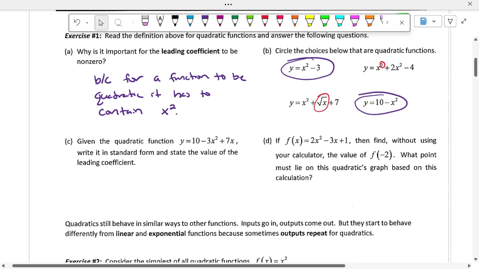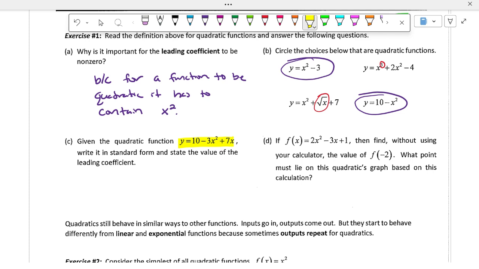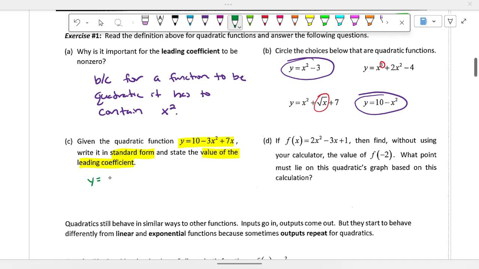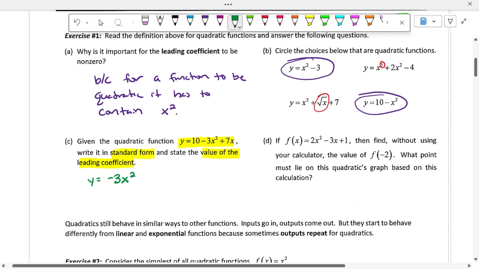Given the quadratic function y equals 10 minus 3x squared plus 7x, we're going to rewrite it in standard form and state the value of the leading coefficient. So, what would be my first term? Carolina. What's my first term if I'm putting it in standard form? Right, the negative 3x squared. Remember, standard form goes from highest to lowest exponent. What's the next one? Ariana.